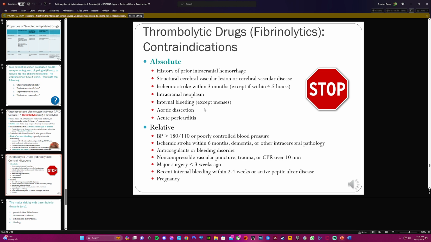Relative contraindications: a BP above 180 over 110, or poorly controlled blood pressure, ischemic stroke within 6 months, dementia or other cerebral pathology, anticoagulants or bleeding disorder, non-compressible vascular puncture, trauma or CPR over 10 minutes, major surgery less than 3 weeks ago, recent internal bleeding within 2 to 4 weeks, active peptic ulcer disease, or pregnancy.